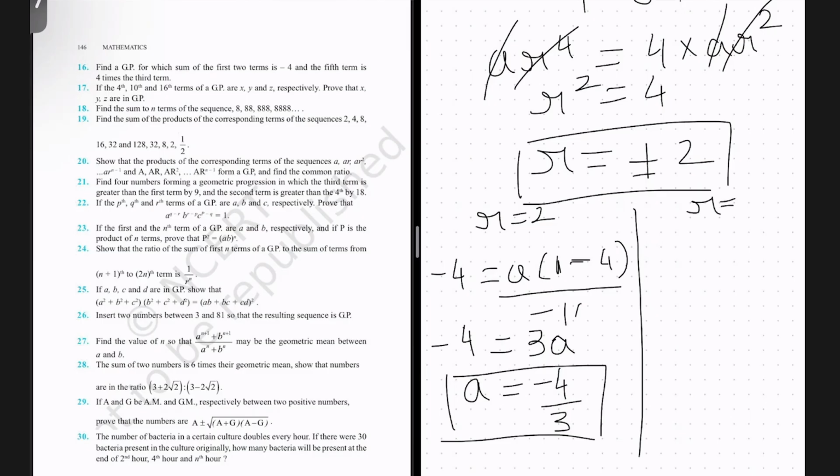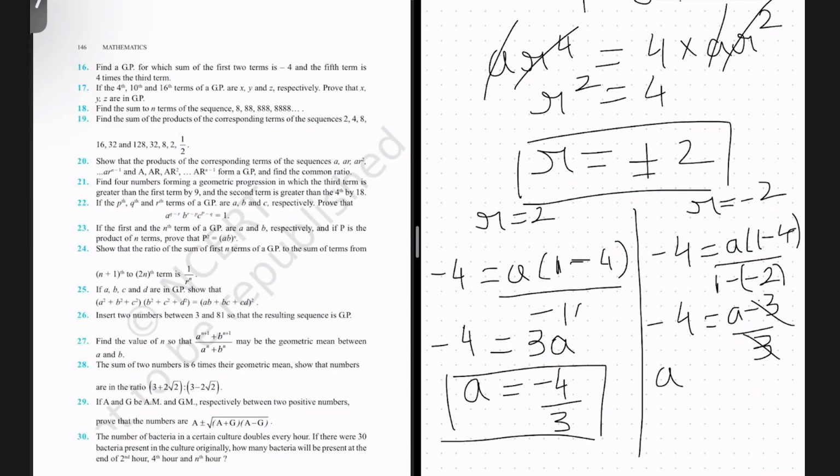For r equals -2, what do we have here? You would then have -4 equals a into (1 - 4), correct? And in the denominator you would have 1 - (-2), right? So you would have -4 equals a times -3 divided by 3. This gets cancelled out. a is equal to 4. So either a is equal to -4 by 3 or a is equal to 4.